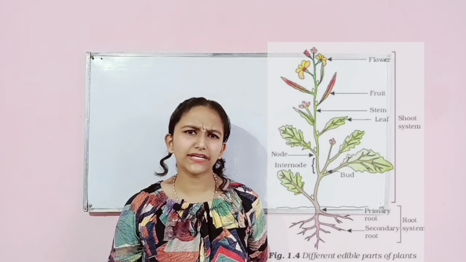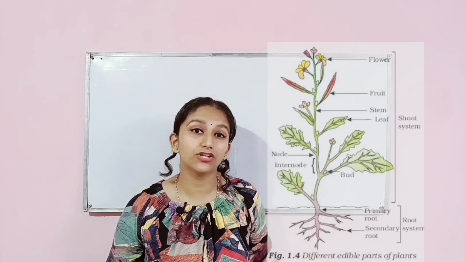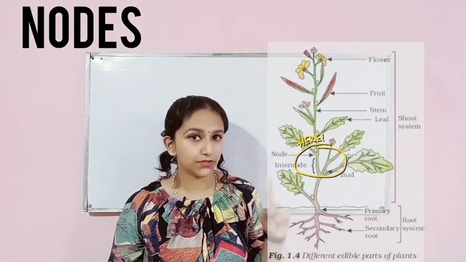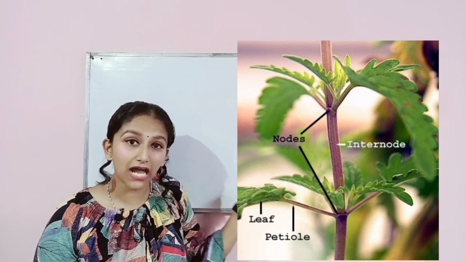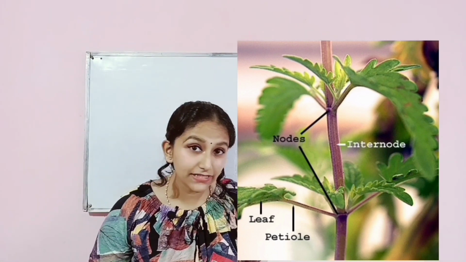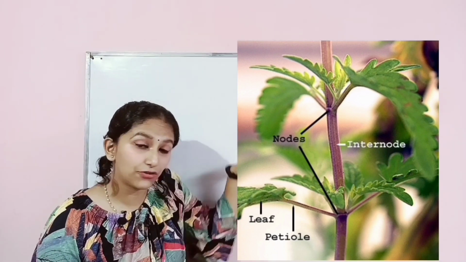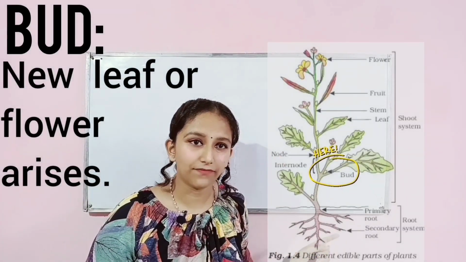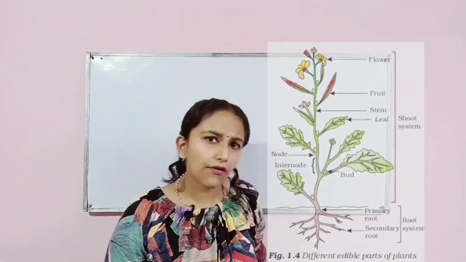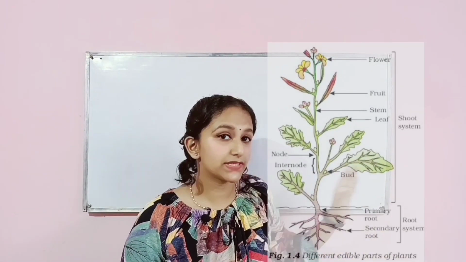Let us take a look at 2 new plant parts that you will be introduced this year, that is nodes and internodes. Nodes are a part from where the branch arises and internodes are the gap between 2 nodes. Buds are the parts from where new baby stem arises, and roots are divided into primary roots and secondary roots.